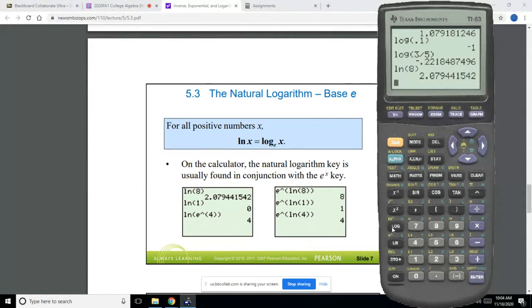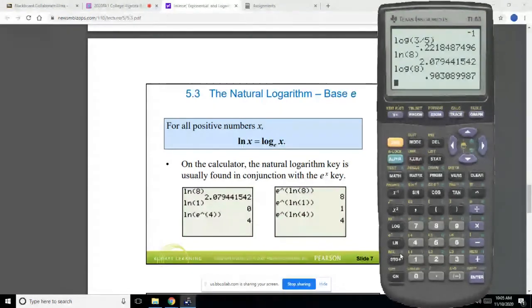Now, if I were to put in log of 8, notice that I get a completely different answer. So if you're dealing with a common log, make sure you use the log. If you're dealing with the natural log, make sure you use this ln. And here again, ln can be lowercase or ln can be capital case, but they're one and the same.